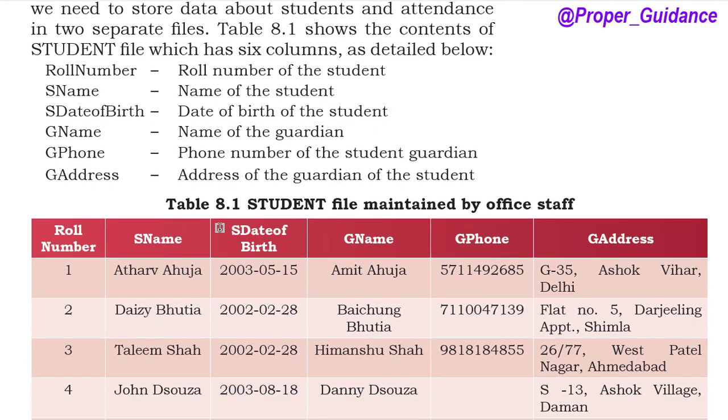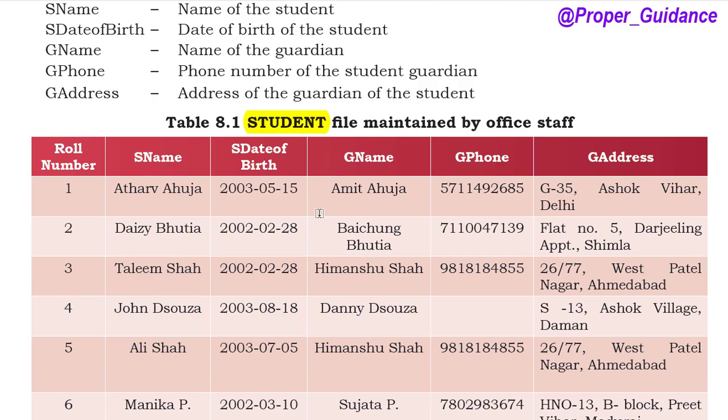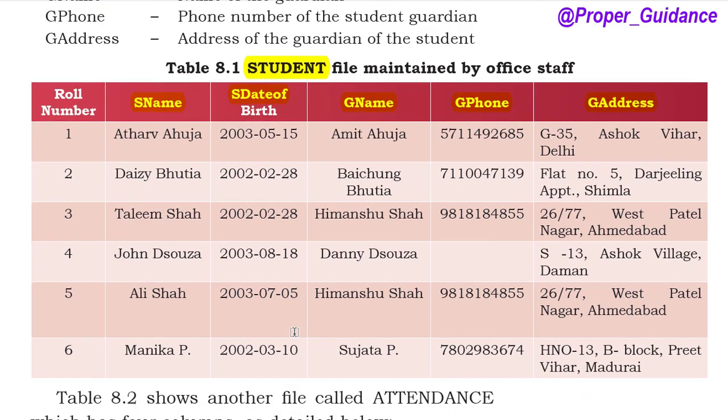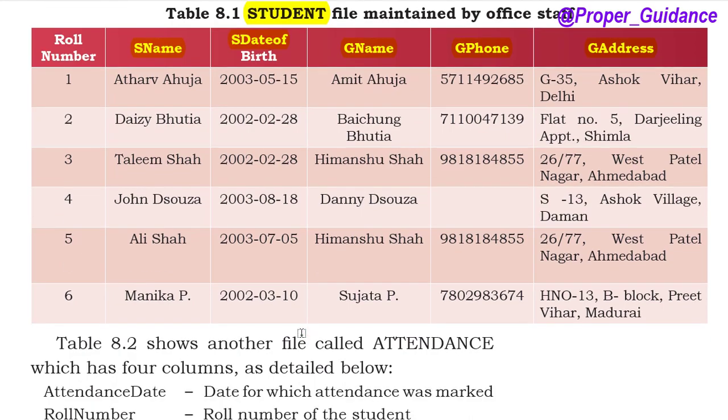See here, this is a file named student where all the required fields are here, which is maintained by the office staff. So here is roll number, student name, student date of birth, GNAME meaning guardian's name, guardian's phone number, guardian's address. All the details are here, and this is a table, and we give the name of this table student. Clear?